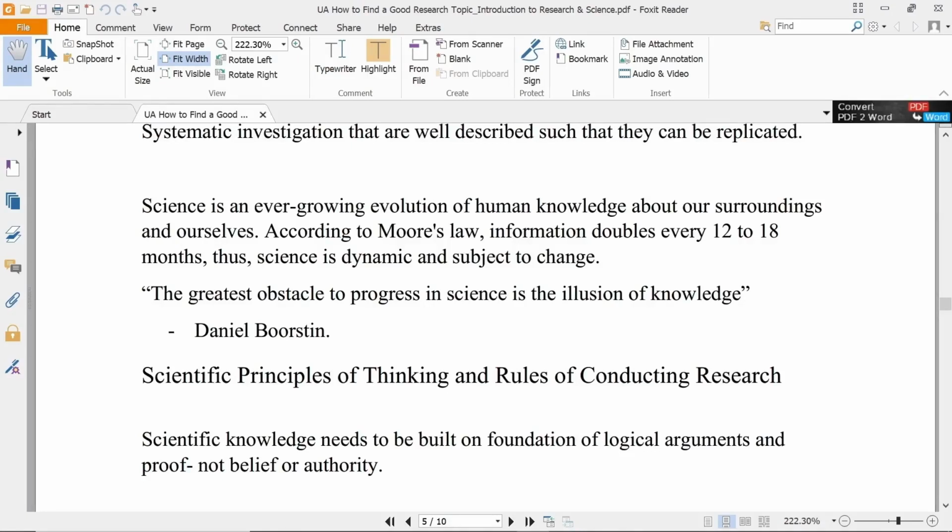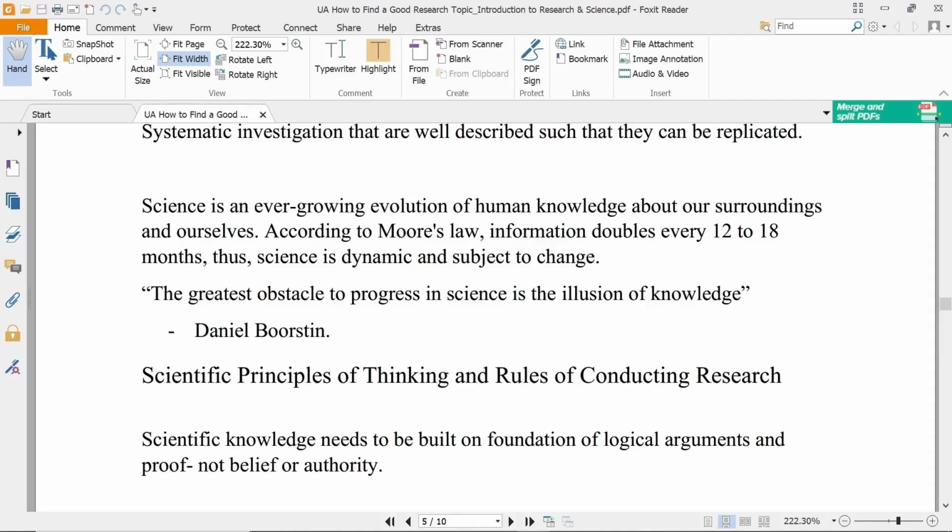So like in research, you'll be using journal articles. This may differ with university, they may range from 5 to 10 years, the past 5 to 10 years to the current date. Yeah, so science is ever evolving. All the information in the world, every 12 to 18 months, it doubles. So that's according to Moore's law.